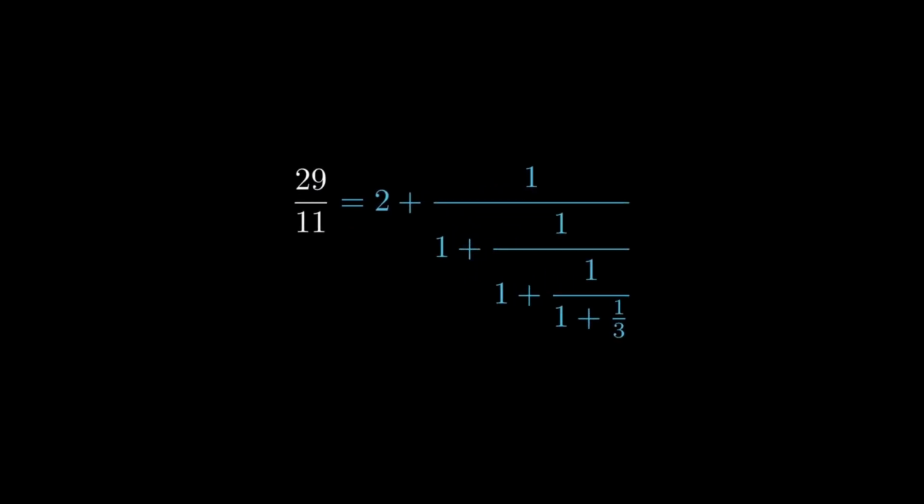This is what we call a continued fraction, where the numerators are all 1. For convenience, by the way, we often use these numbers here to describe the continued fraction without having to write all the fraction lines. We'll wrap these numbers in square brackets and call them the quotients of the continued fraction. So the quotients of the continued fraction for 29 over 11 are 2, 1, 1, 1, and 3.